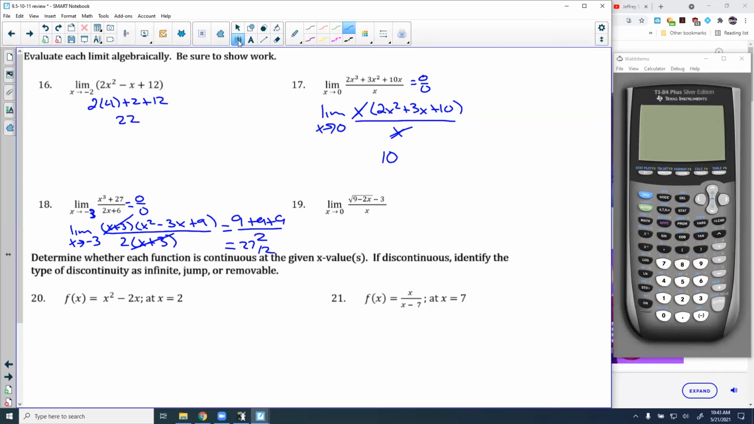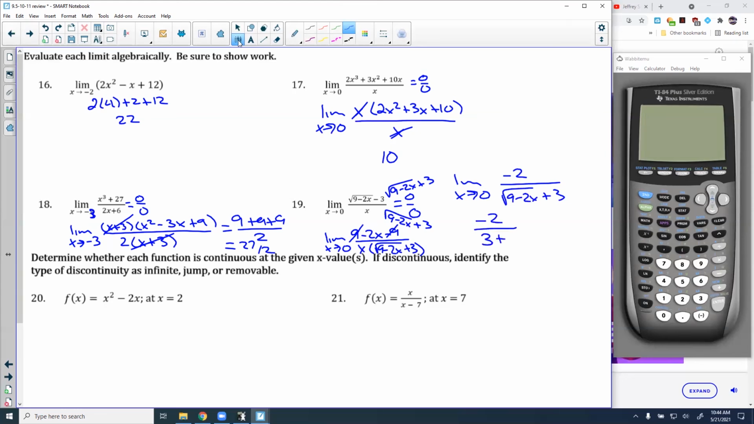Here, if we plug in 0, we get 0 over 0. And so we have to multiply by the conjugate, square root of 9 minus 2x plus 3. So the limit as x approaches 0 of 9 minus 2x minus 9 over x times the square root of 9 minus 2x plus 3. The 9s will cancel. The x's will then cancel. So we get -2 over the square root of 9 minus 2x plus 3. So now when we plug in 0, we get -2 over 3 plus 3, -2 over 6, -1/3.